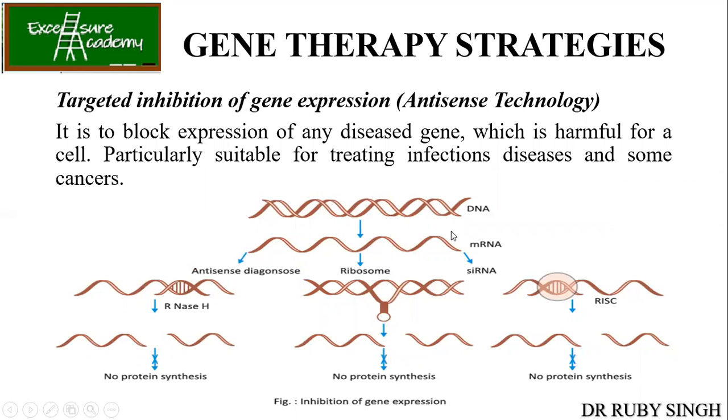Now, the antisense technology, this is very famous and most of the research which is based on the molecular biology is based on this antisense technology only. Okay, so it is the targeted inhibition of gene expression, antisense technology. So this is happening at the RNA level. So when you talk about antisense, you are talking about the RNA level therapy. Okay, it is to block the expression of any disease gene which is harmful for a cell, particularly suitable for treating the infectious disease and also the cancer.